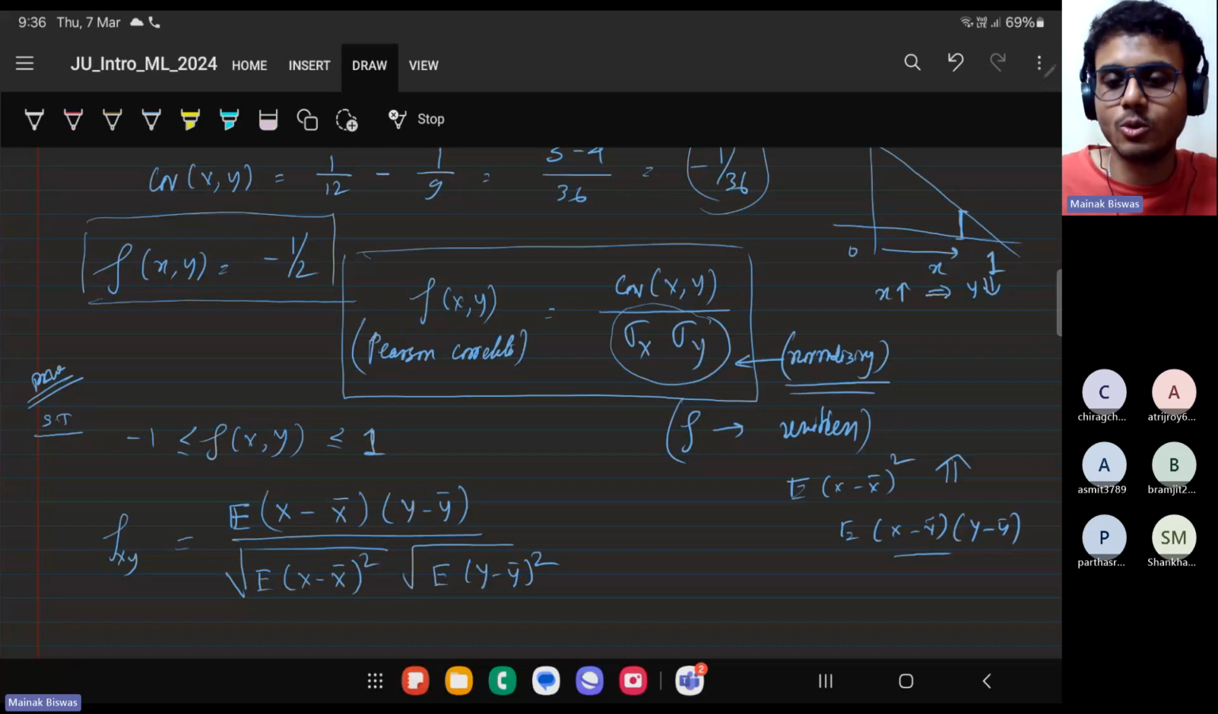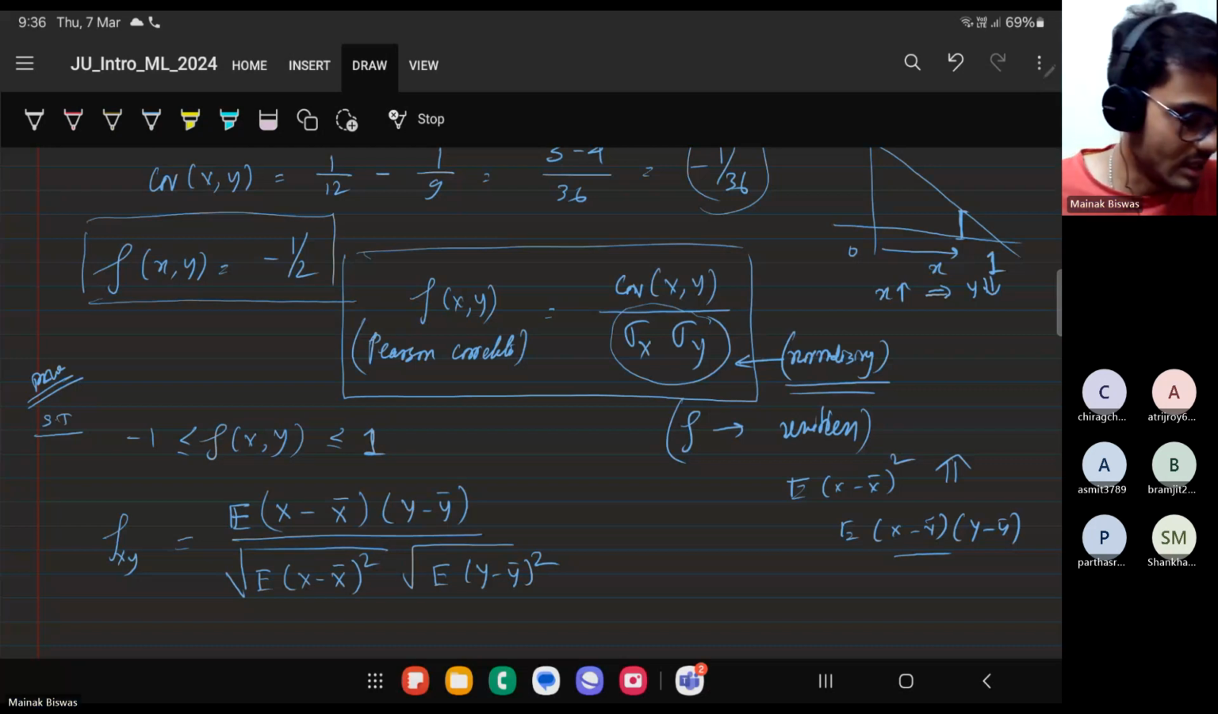So covariances are not reported in any scientific studies, only correlations are reported, which are unitless. You don't want centimeter square to be a unit between height and weight, or centimeter kg to be a unit between height and weight, right? How is height and weight related? You don't want their unit to be centimeter kg. You want them to be unitless across all terms.